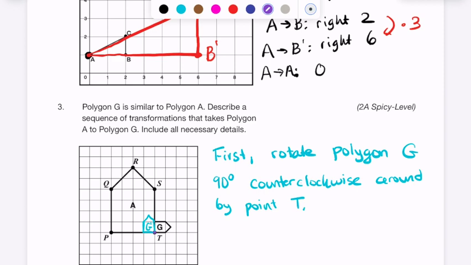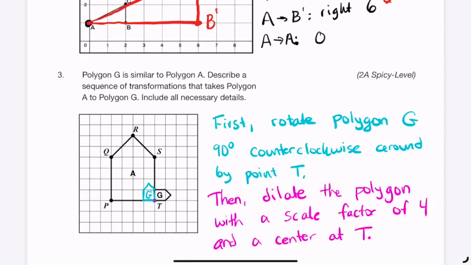So now we just need to dilate, make it bigger, to map G prime onto A. So how many times bigger? Well, originally this is 1, and then the new thing, this is 4. So I need to go 4 times bigger. You could check that with any of the sides, but it needs to get 4 times larger. The side lengths need to go from 1 to 4. So we'll do that.